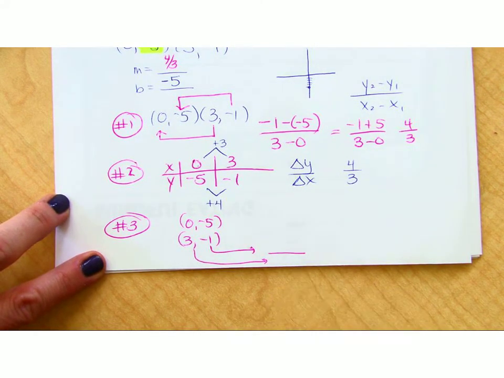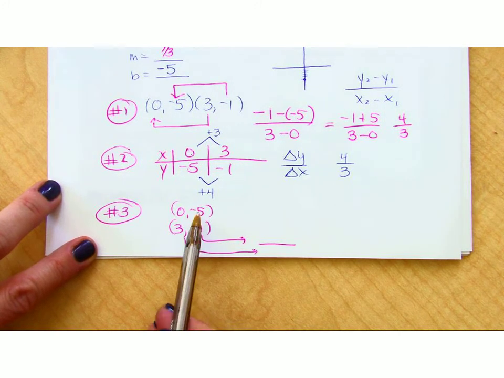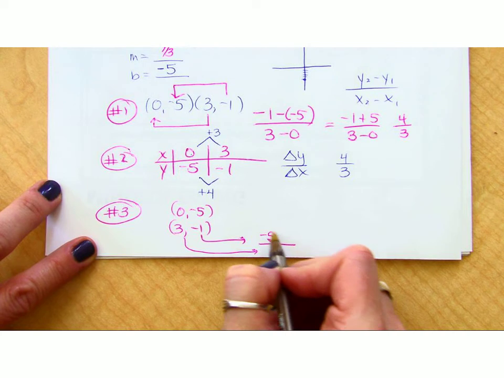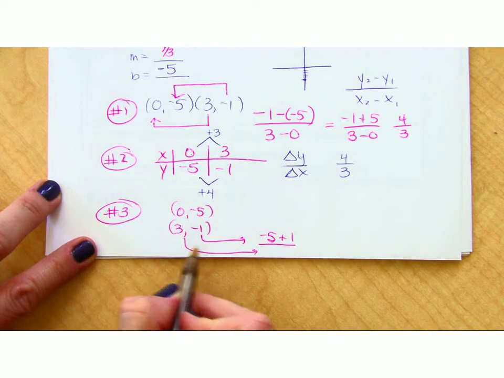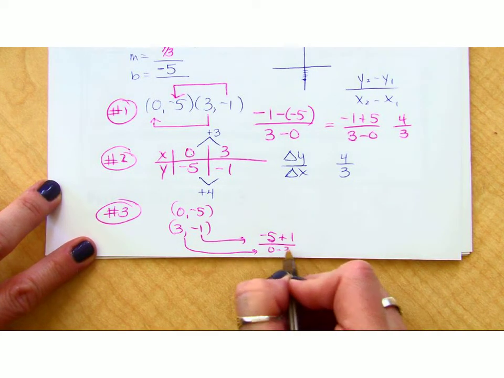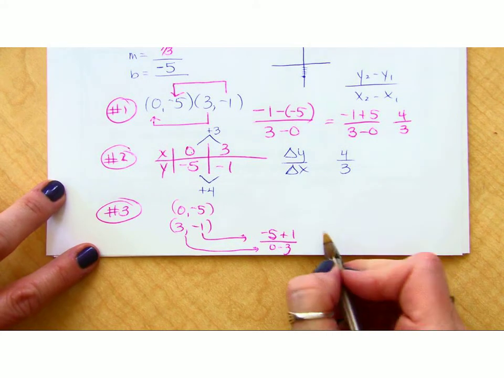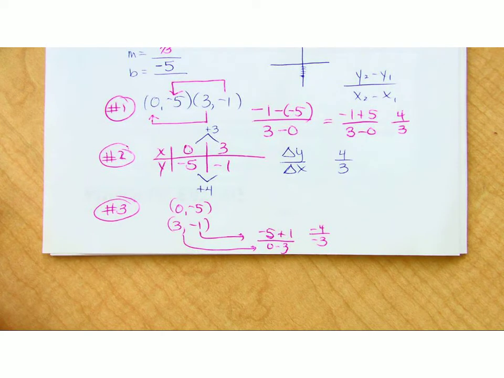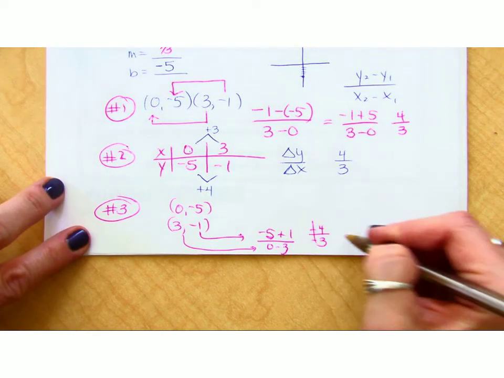So I'm going to do negative 5 minus negative 1 and put it here. I'm going to do 0 minus 3 and put it there. Either way, you're going to get, in this case, this is interesting, negative 4 over negative 3, which is what? Positive 4/3.